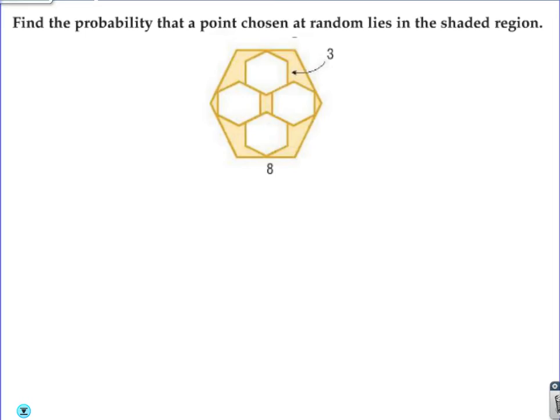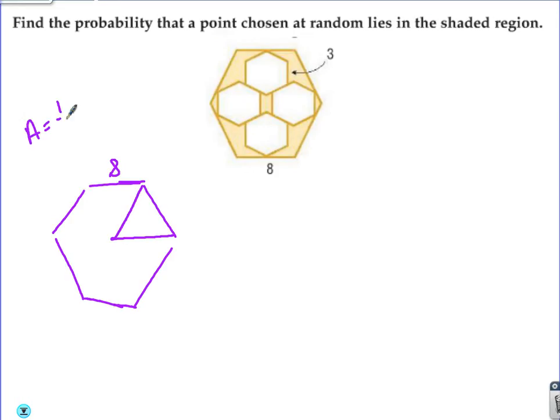This is a hexagon. Let's draw a hexagon down here. This is a hexagon that has a side length of 8. I assume it's a regular hexagon. If it wasn't, we couldn't work it. When we're dealing with the area of polygons, in a hexagon, aren't they triangles? Yep, I believe that's right.